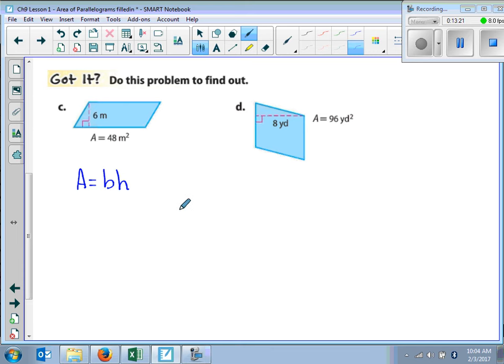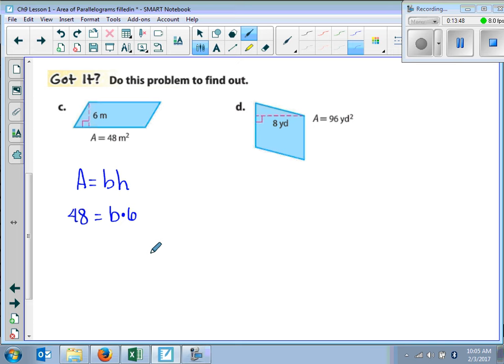And now, what's the next step? Substitute. Very good. So A is area. So what's the area? 48 meters squared. And then we can just put our units at the end. And then the base, the height is 6. So the base is what we don't know, right? So that's going to be B times 6.